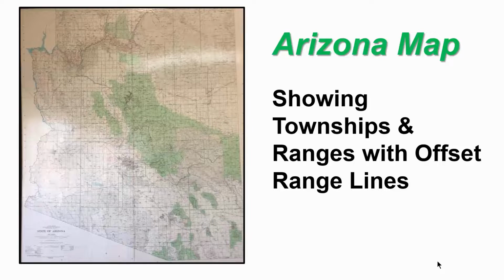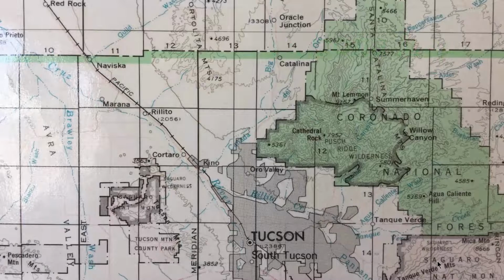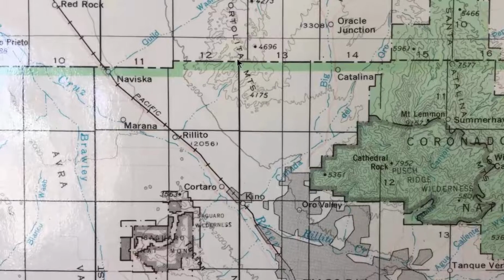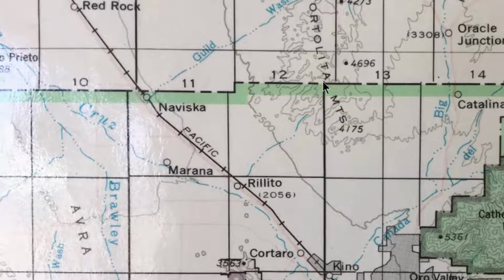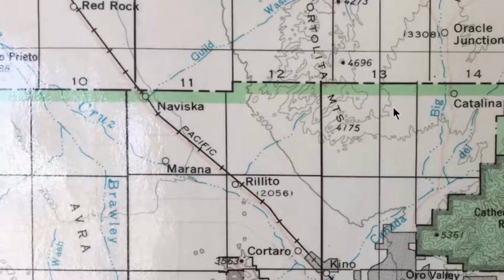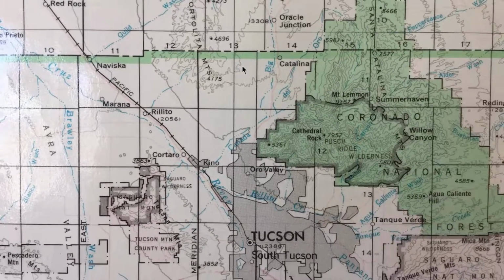Here's a map of Arizona which shows all the townships and ranges with offset range lines because of the curvature of the Earth. Now, I know you can't see the offset, so let's take a look around Tucson and look at these range lines. Right here at the Pinal-Pima County line, they get offset. Here they are as well, offset. Look over here, offset, offset. This is basically a check line here, and they're offset in order to bring the range lines back into parallel because of the Earth's curvature.